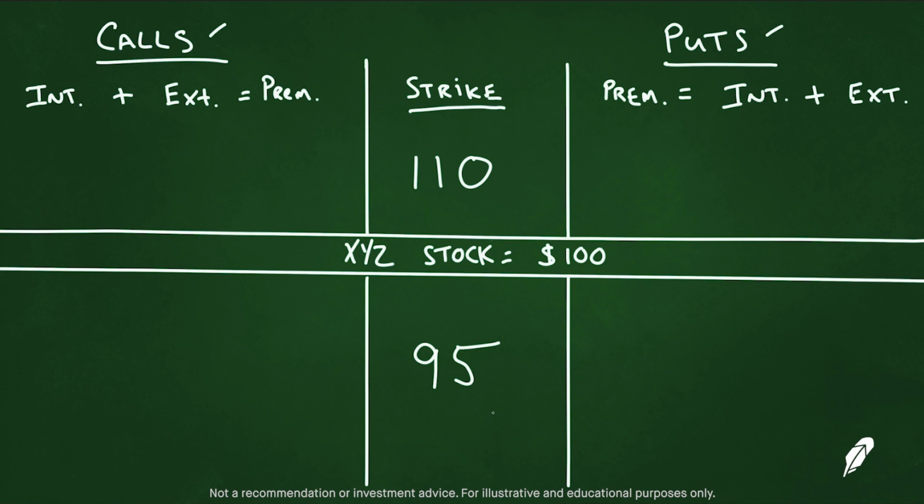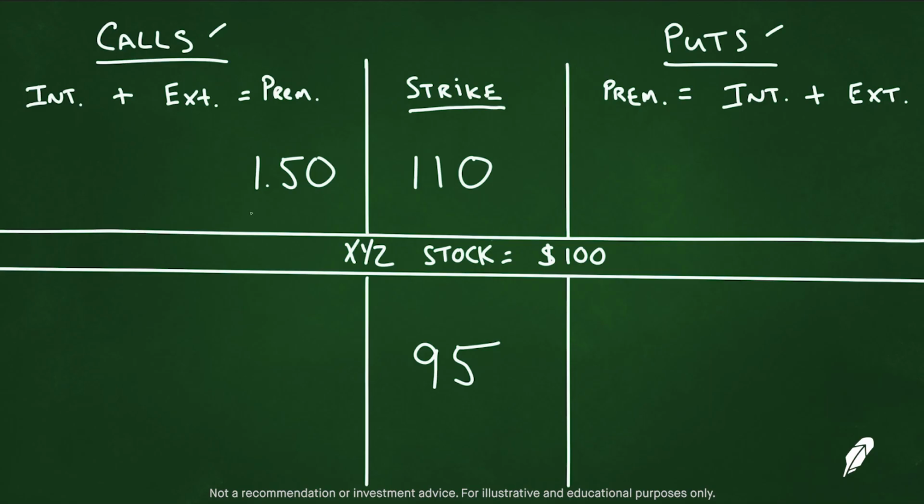Now, let's take a look at the 110 call option here in the upper left-hand corner. Let's just imagine this option has a premium of $1.50. Now, first question we have to ask ourselves is this option in or out of the money? Well, at this point, the stock price is still below the strike price. So at this point, this 110 call option would be out of the money.